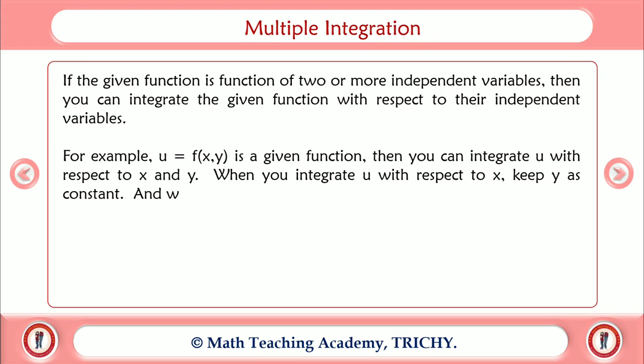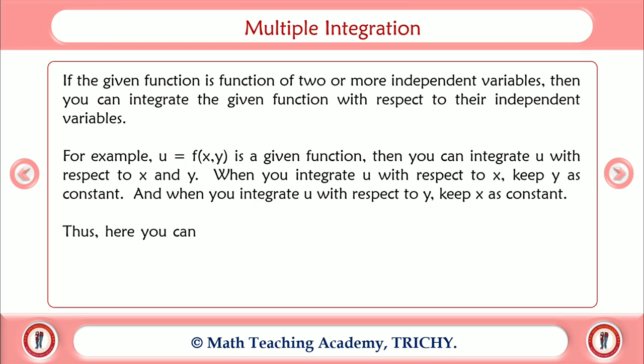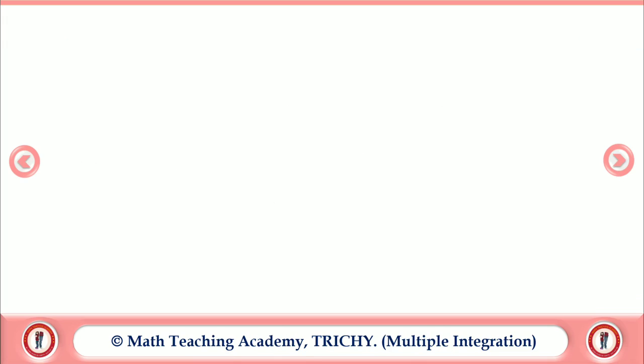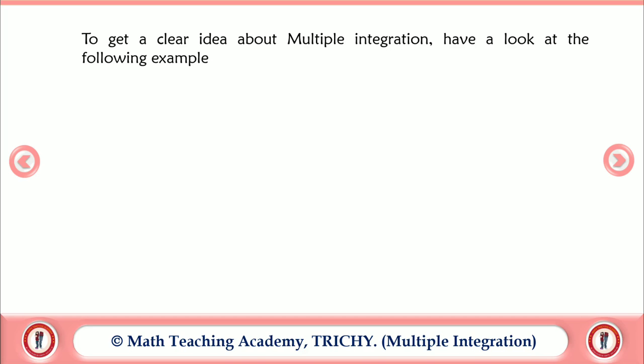When you integrate u with respect to x, keep y as constant, and when you integrate u with respect to y, keep x as constant. Thus, here you can integrate u is equal to f of x comma y with respect to two independent variables. So, this type of integration is called multiple integration. To get a clear idea about multiple integration, have a look at the following example.